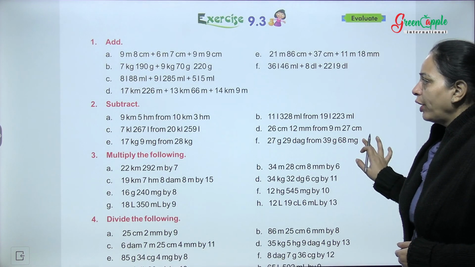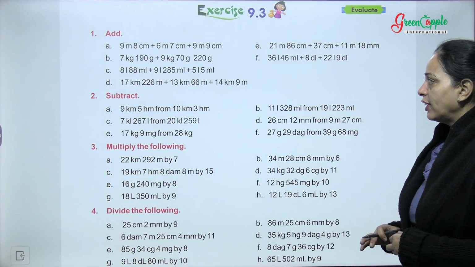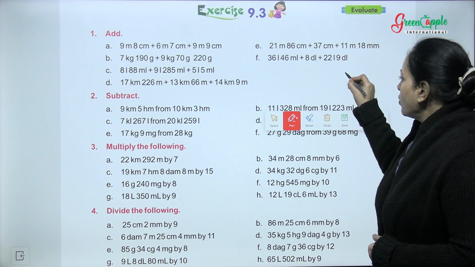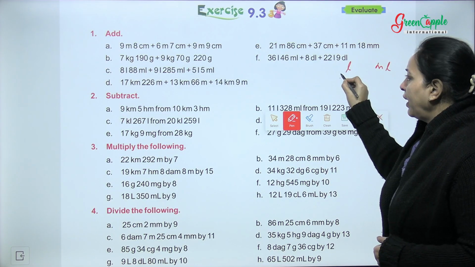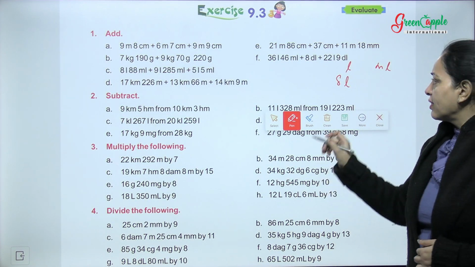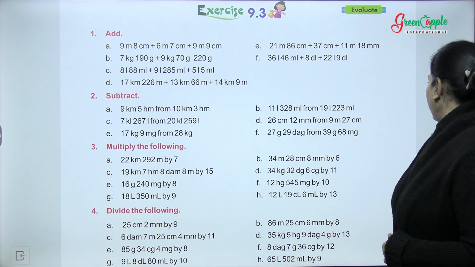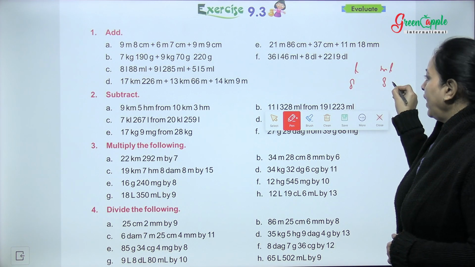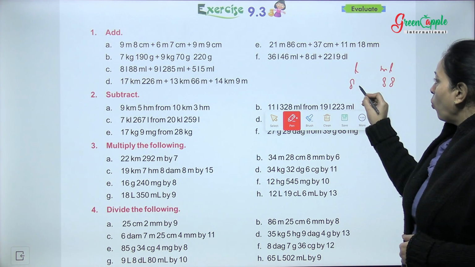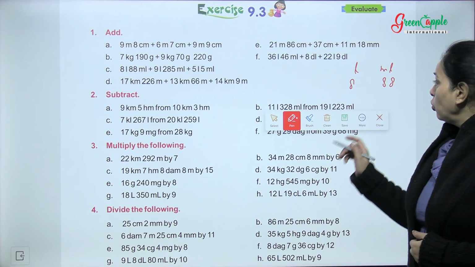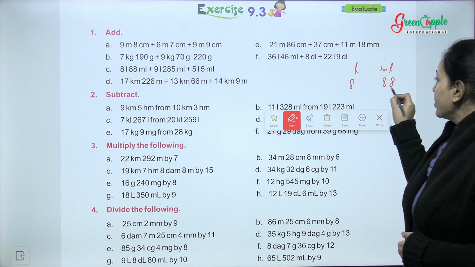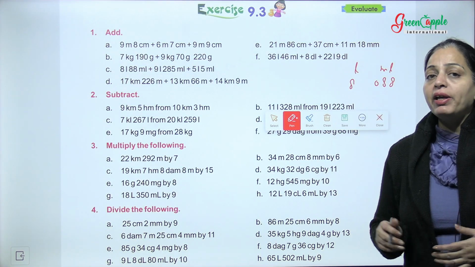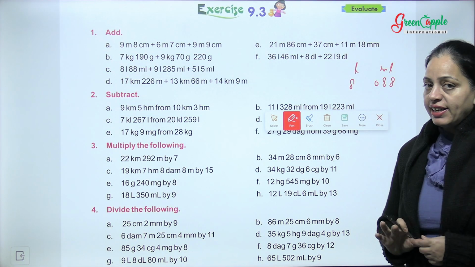Now exercise 9.3, question number 1, add. We have to do addition. So like here C part, 8 liter 88 milliliter. So first make two columns, liter and milliliter. 8 liter, 88 milliliter. Don't write liter over here. I'm writing again liter, milliliter. 8 liter, 88 milliliter. But you know 1 liter is how many milliliter? 1000. So here you have to take 3 digits, but 2 digits are given, so you will write it 088. You can't write 880, that would be 880. We have only 88, right?